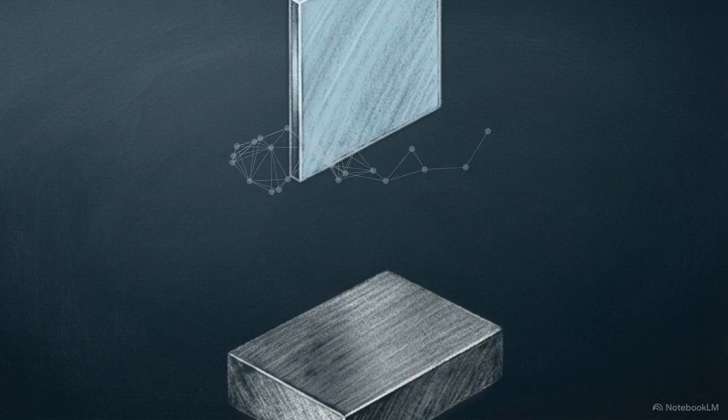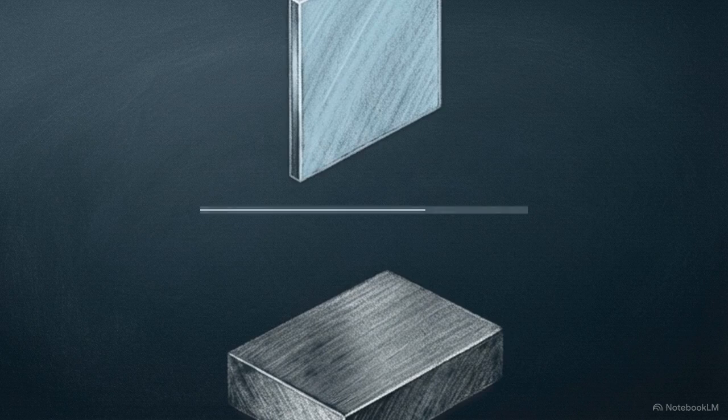The first is cohesion, which refers to the internal structural integrity of the coating material itself. The second is adhesion, the specific bond strength located at the microscopic interface where the coating meets the substrate.